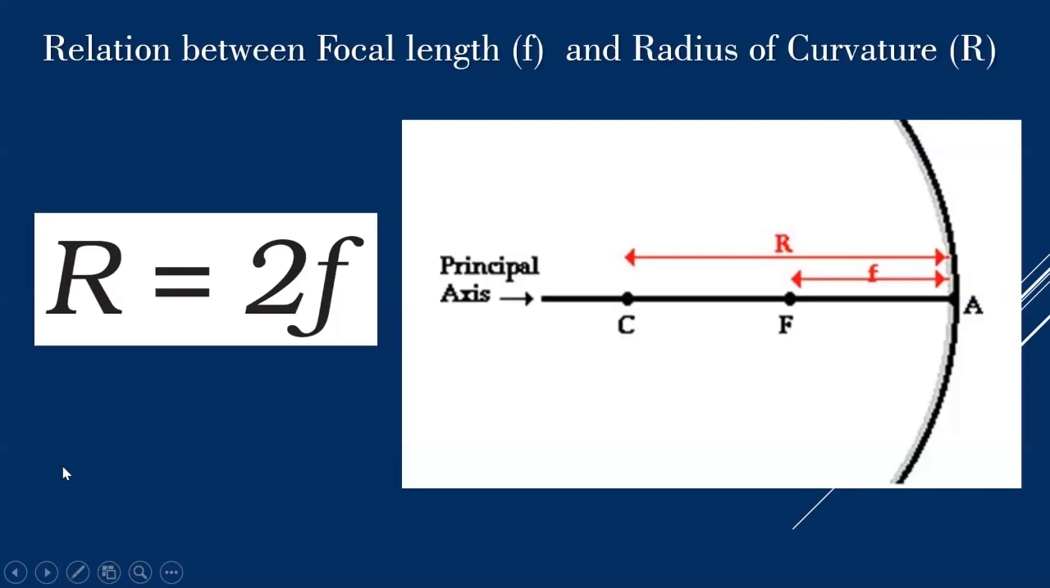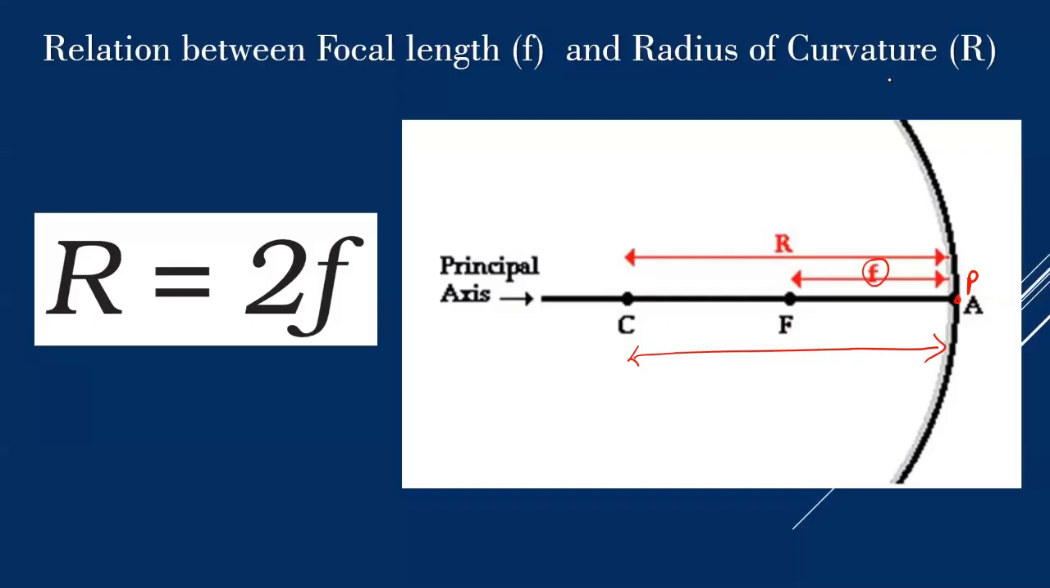Let us define the relationship between focal length and center of curvature. Tell me, what is center of curvature? Radius of curvature is basically the distance between the center of curvature and the pole. This is the pole, let it be P. Now this C to P is my radius. And what is F? F is the distance between the pole and your focus point.